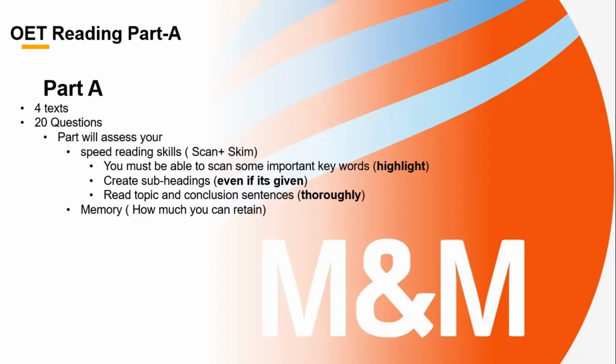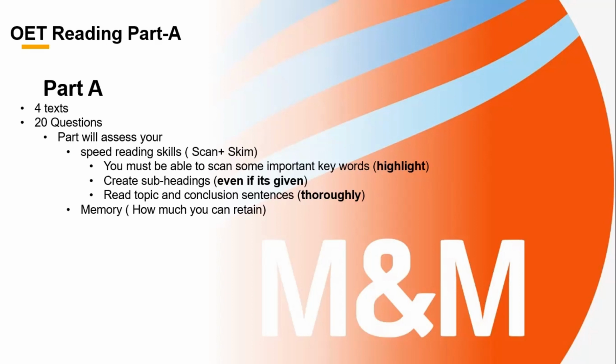Basically, for part A, you just have to have a bird's eye view first. What I mean by a bird's eye view is that you must remember at least 30 to 40% of the information of each text. You have to highlight some important points. And most of the time, we have plain text without a heading. So you have to give yourself a heading. By reading the first line or 2 lines, just give a heading to that paragraph.